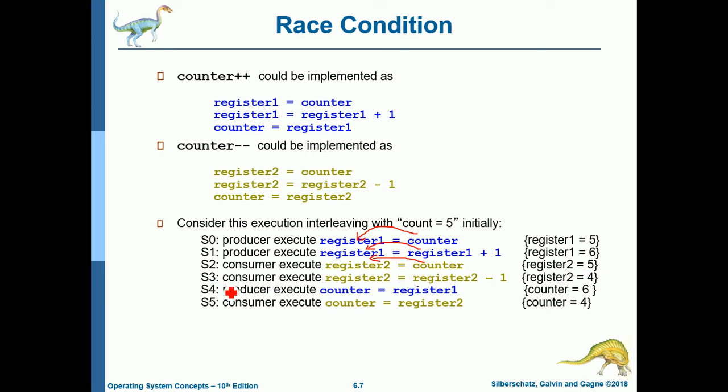And then the next step is the consumer executes register 2 = register 2 - 1. So since the value in register 2 is 5, we will deduct 1. So the value of register 2 will be 4. And then of course, this will be stored in register 2. So register 2 is equal to 4.